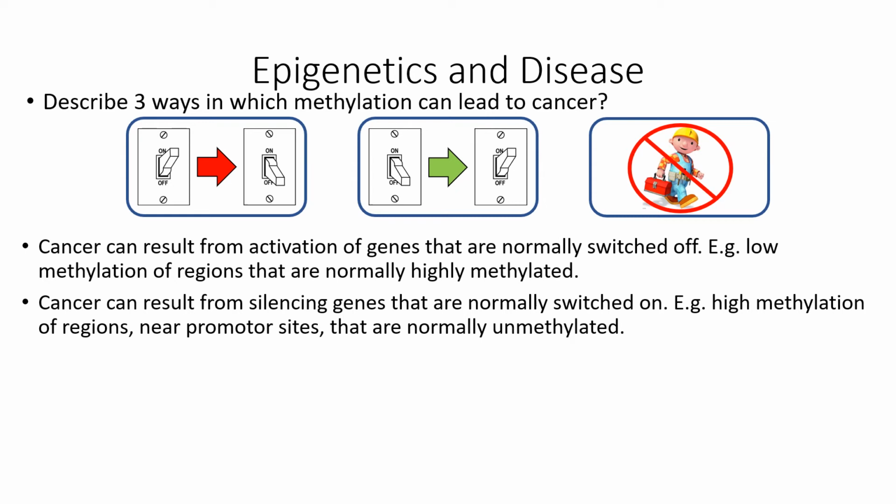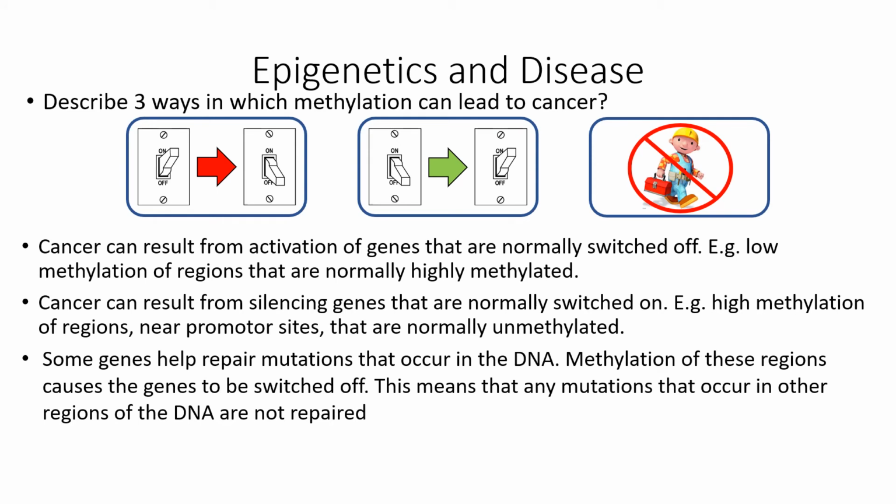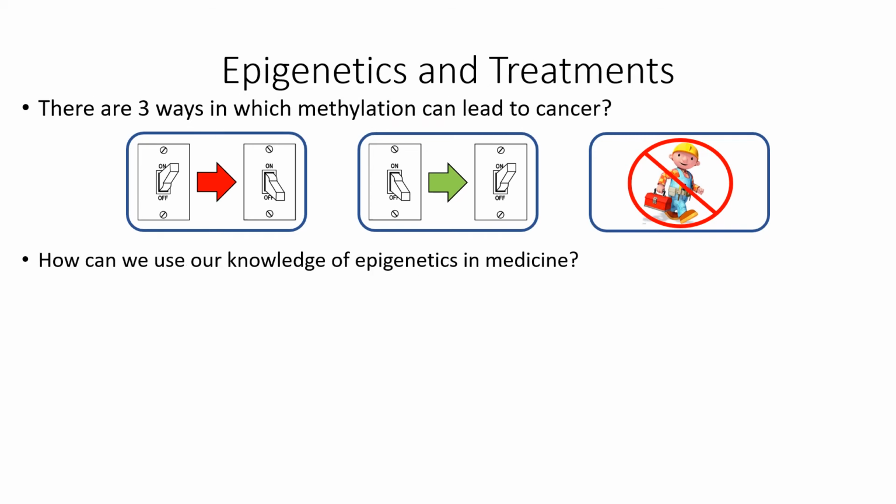And then the third type of issue that can arise from methylation and result in cancer is that we have certain genes that we'll look at later on, and those genes repair mutations that occur in DNA. If we methylate those sections, those genes are switched off. If we switch those genes off, then the mutations in the DNA are no longer being repaired, and as a consequence, you increase your risk of developing cancer cells.